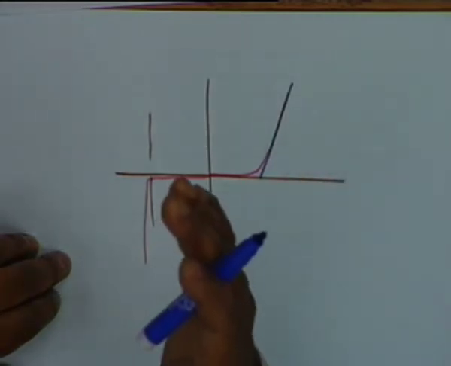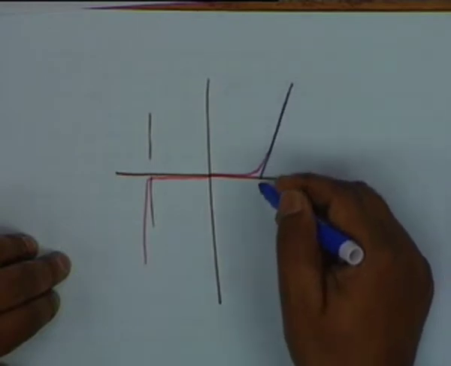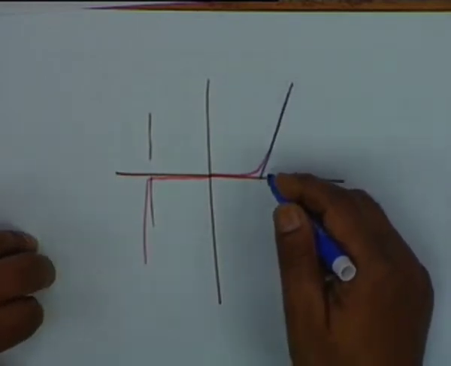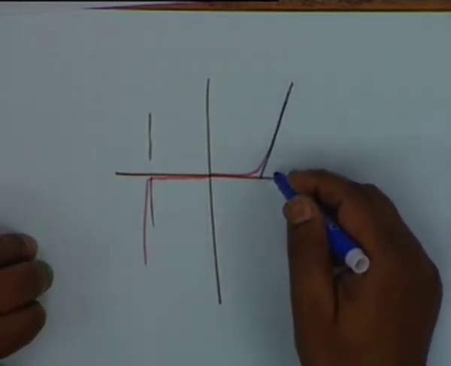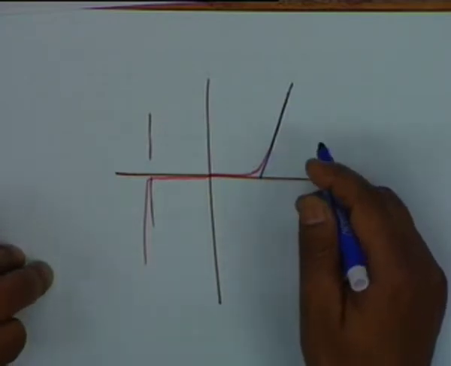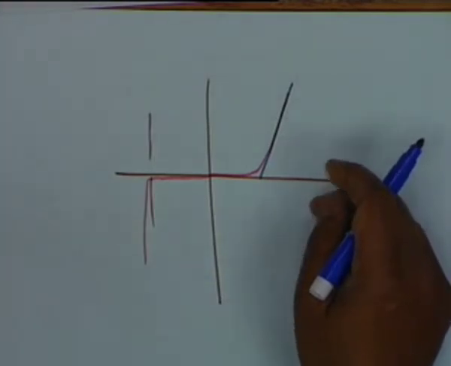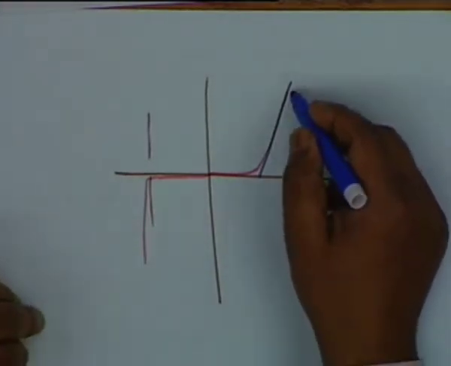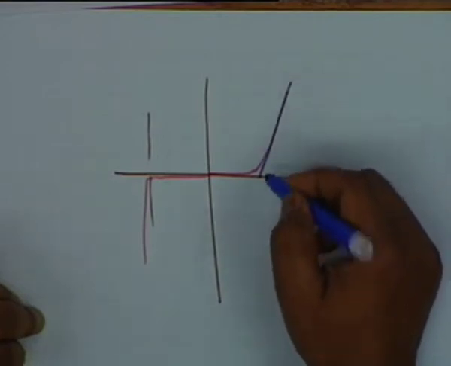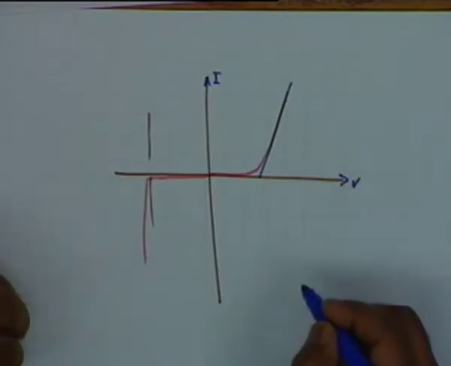It is not completely vertical. The rising part we approximate by means of a tangent, a straight line, which is inclined at an angle slightly less than 90. If it was 90, then our previous model would have been valid. Now obviously the resistance corresponding to this is current, this is voltage.